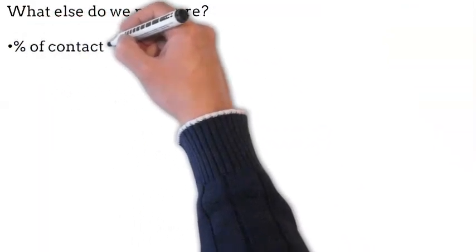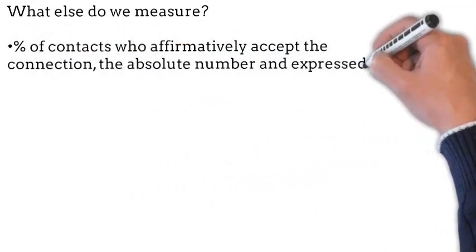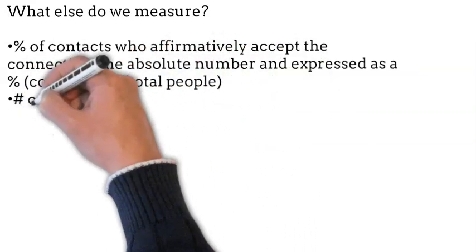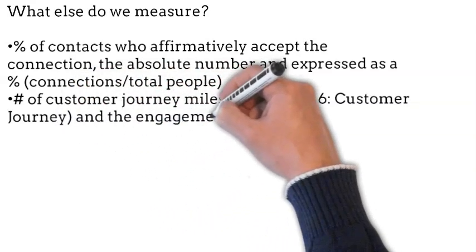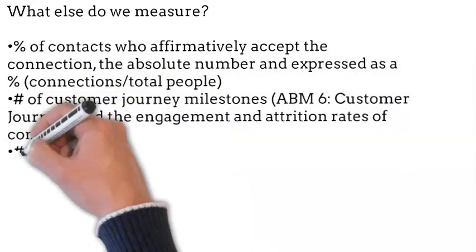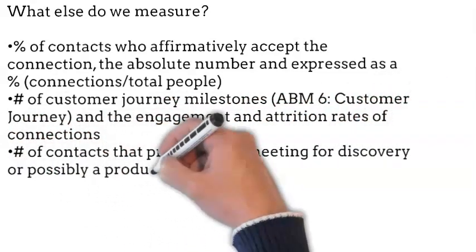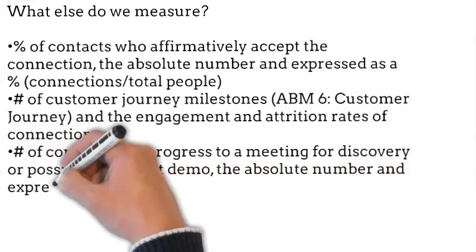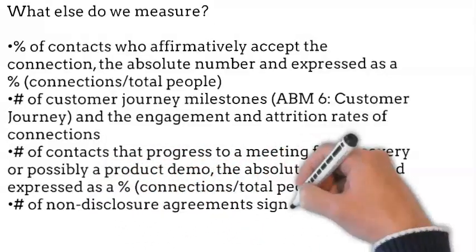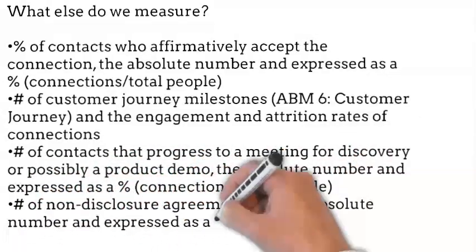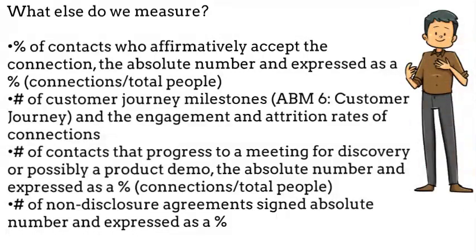What else do we measure in ABM? A couple of things that you would consider could be the percentage of contacts who affirmatively accept the connection, absolute number, and expressed as a percentage of connections over total people. The number of customer journey milestones, ABM 6, the customer journey, and the engagement and attrition rates of the connections. You might want to measure the number of contacts that progress to a meeting for discovery, possibly a product demo, absolute number, and also expressed as a percentage, connections over total people. One other thing to consider would be the number of non-disclosure agreements signed, absolute number, and expressed as a percentage.